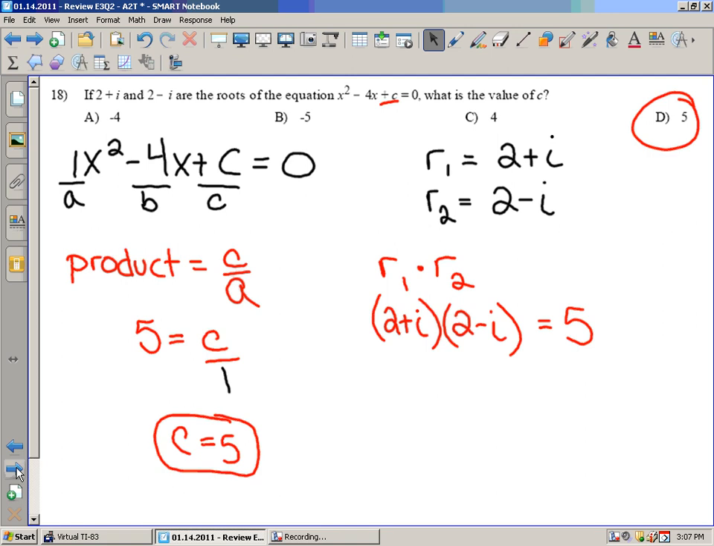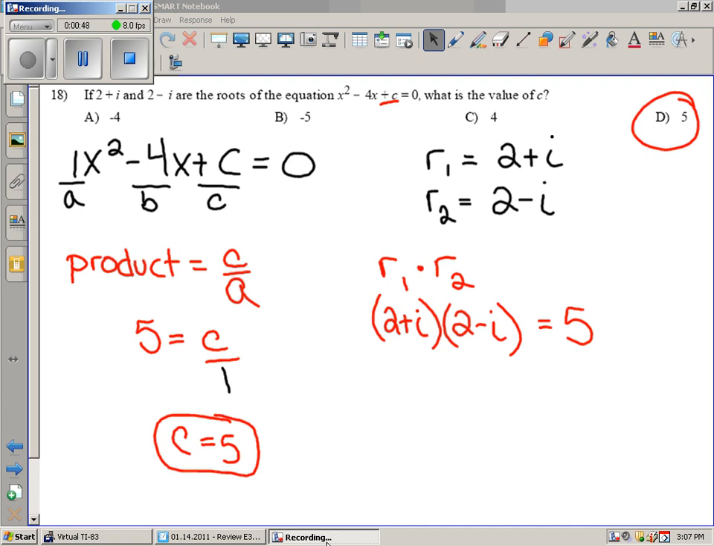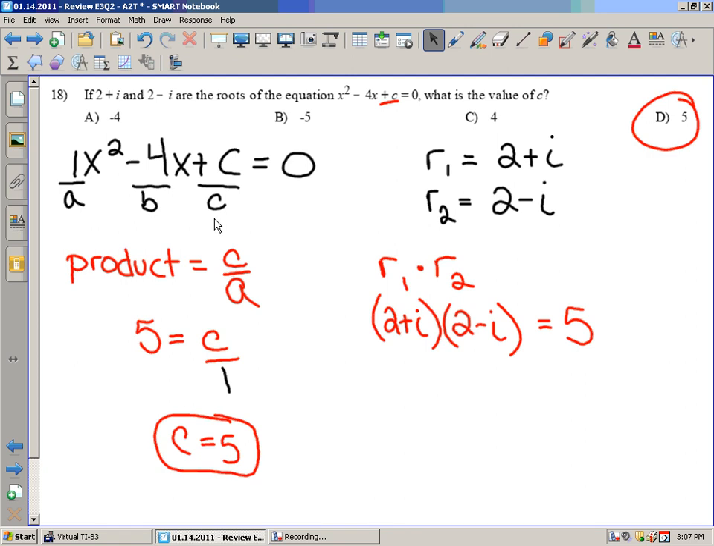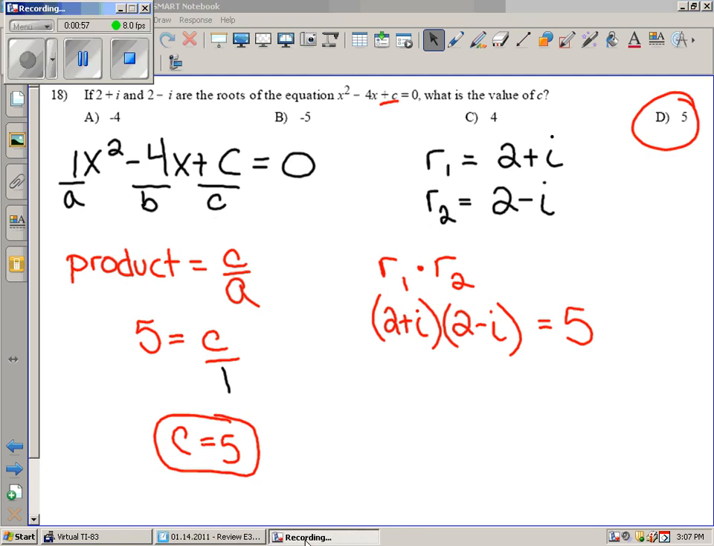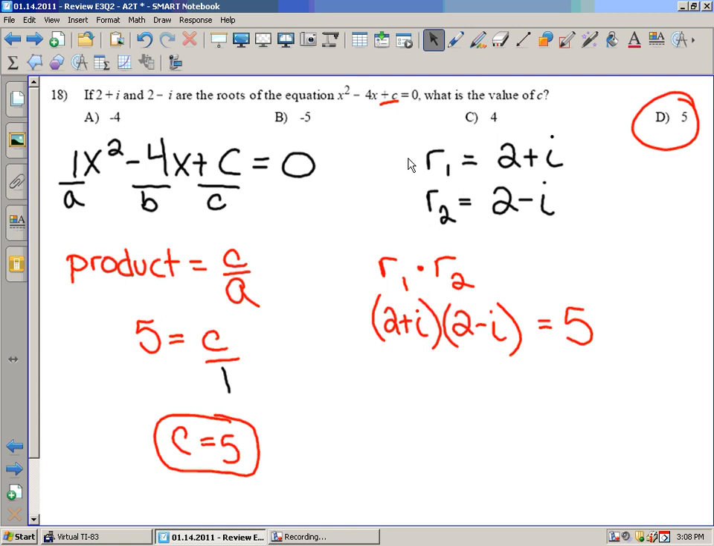18. If 2 plus i and 2 minus i are roots of the equation, what's the value of c? And so you're given 2 roots. Take a look at the information that you've gotten, right? And let's try and see if we can figure out what the value of c is. Well, we have 2 roots.